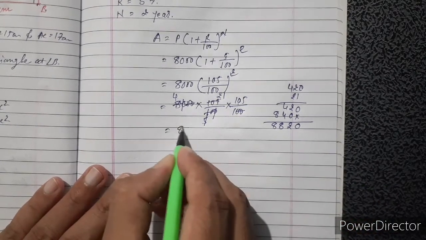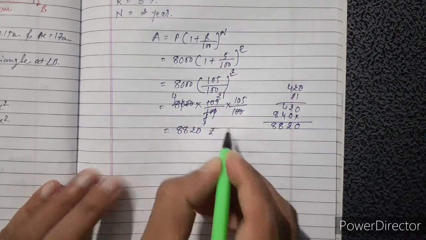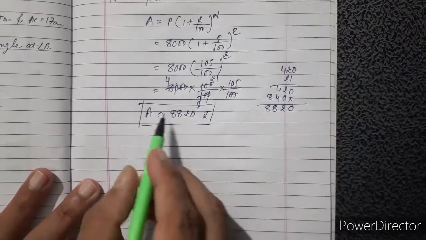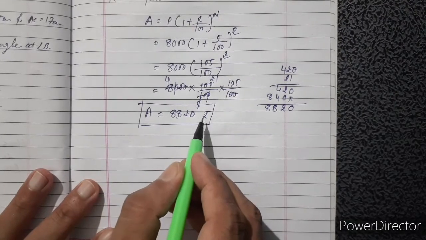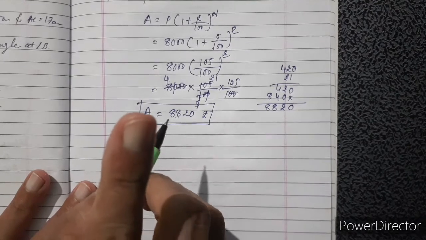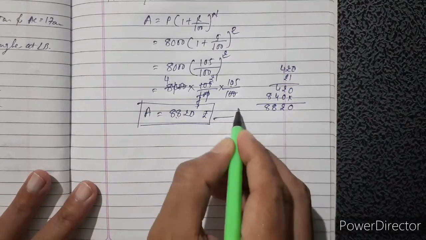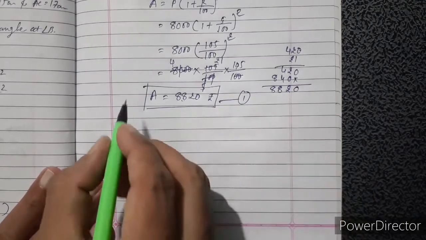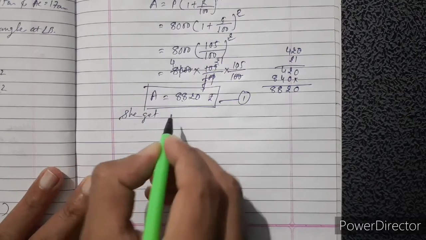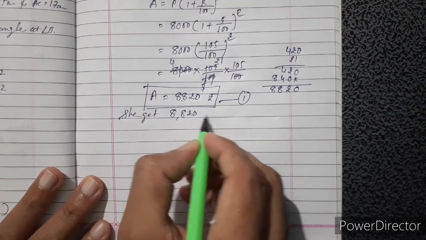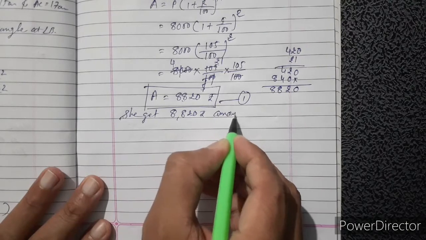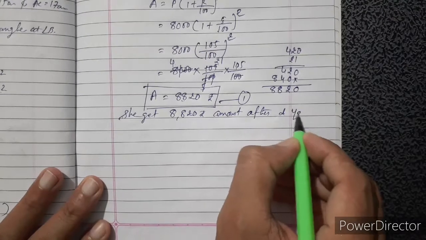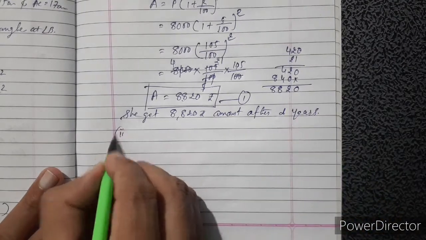So the amount is 8,820 rupees. That is your first answer. It means she gets 8,820 rupees after 2 years. Amount after 2 years. That is your first answer. You just write down the statement of this one: she gets 8,820 rupees amount after 2 years.